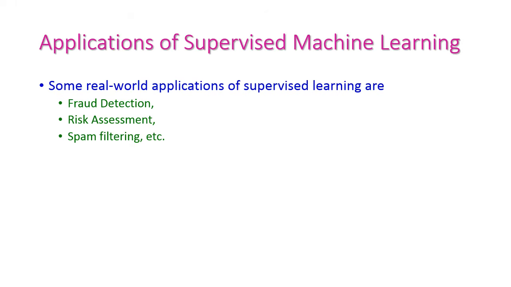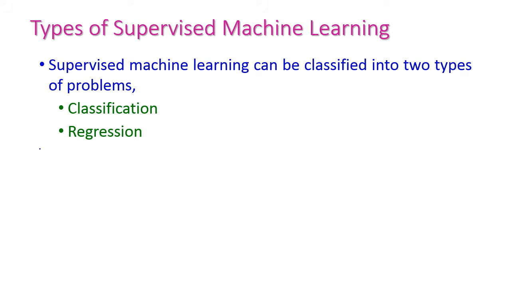The applications of supervised learning: supervised learning is used very much in fraud detection, risk assessment, spam filtering and so on. There are two types of supervised machine learning. The first one is classification and the second one is regression. Let us see these things one by one.